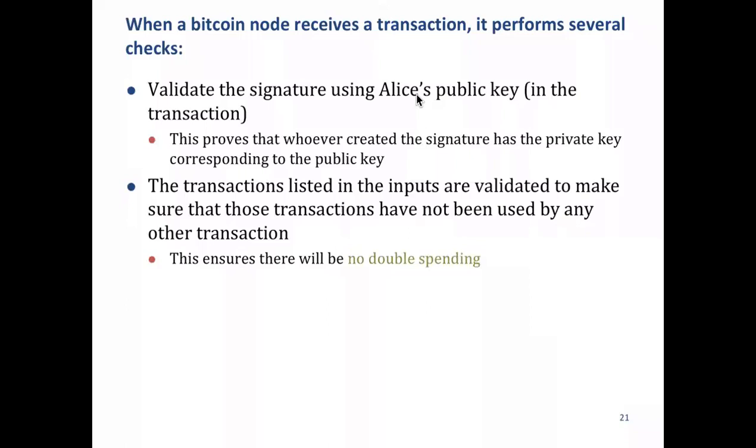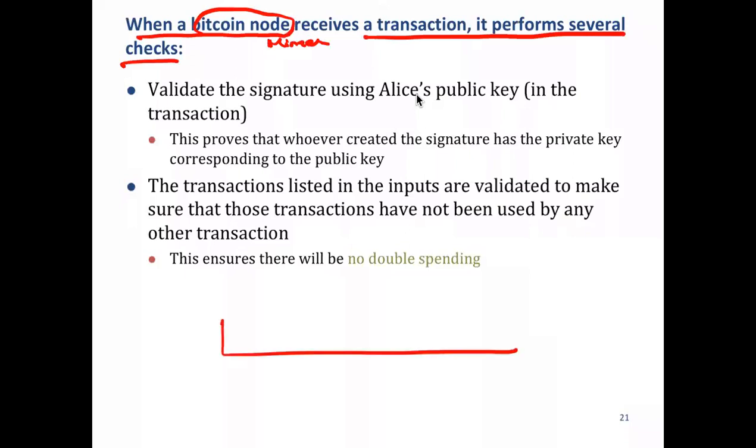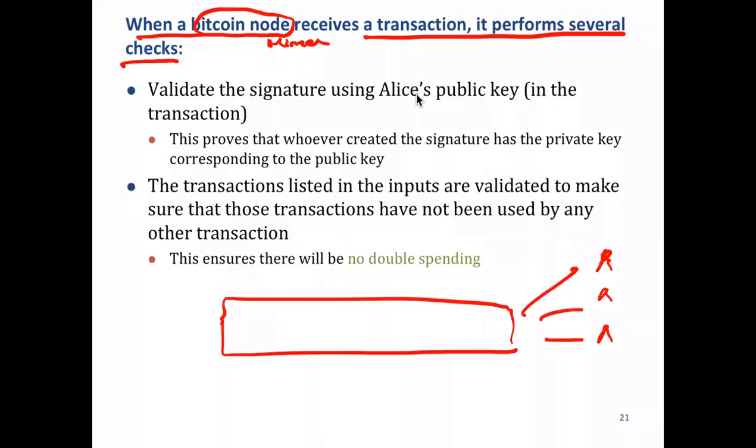So when a Bitcoin node, meaning a miner or a participant in the whole process, receives a transaction, it performs several checks. Alice has created this transaction, and it is received by many people. What will they do? They have to do something, right? They can't just put this in the block they are trying to create. They are still trying to create it.